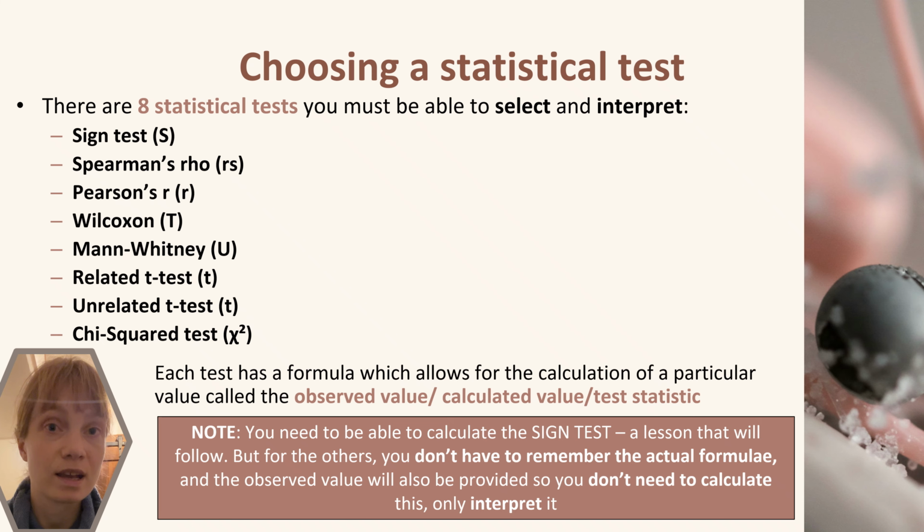You need to recognize 8 inferential tests for AQA Psychology. Have a look at this list. Each of these tests produces an observed value, which is a test statistic, which is compared to a critical value, which is found in a critical values table, to determine significance.